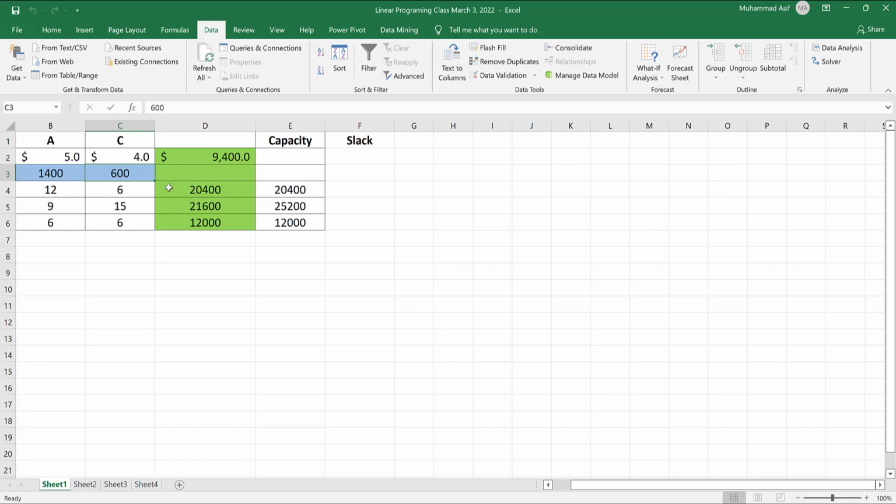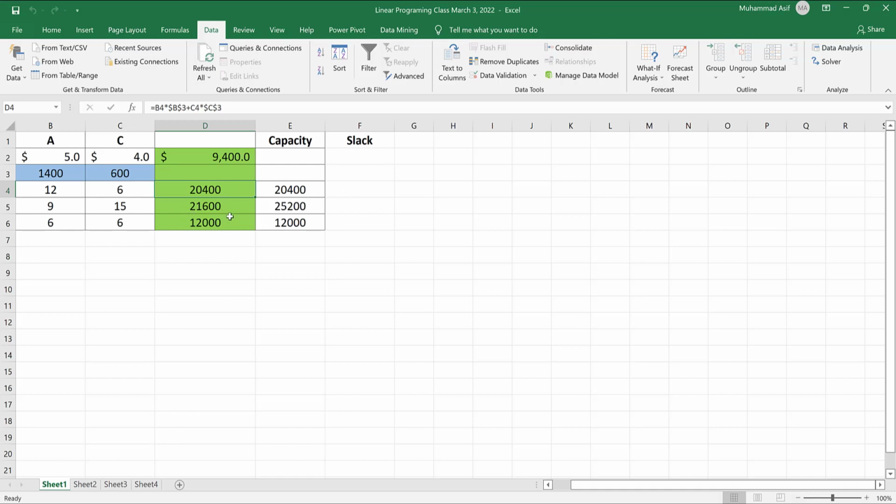And next, it says that the time it will take in the cutting and dyeing department is 20,400, and the maximum time that's available is 20,400, which means that we are using our resources most efficiently, and there's no slack here.